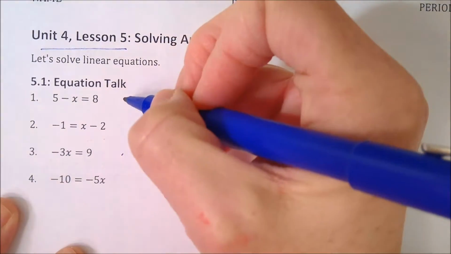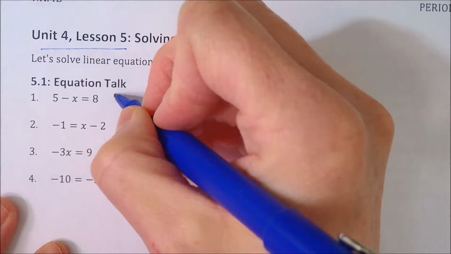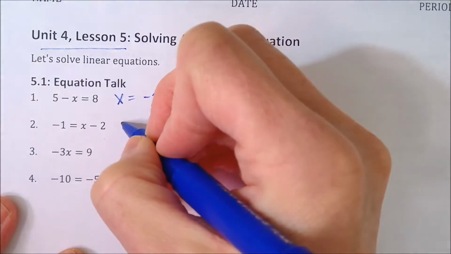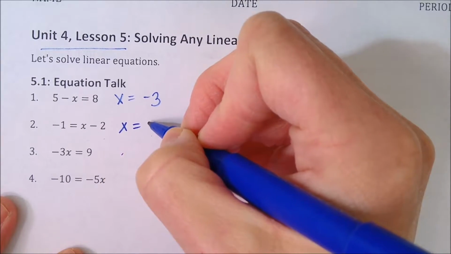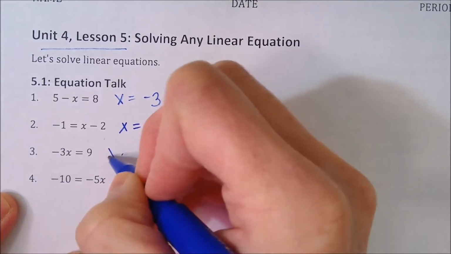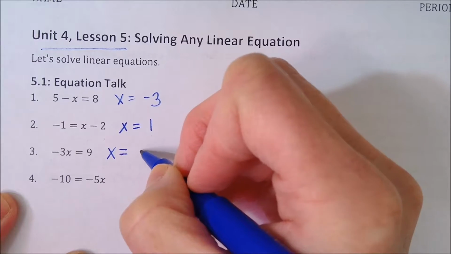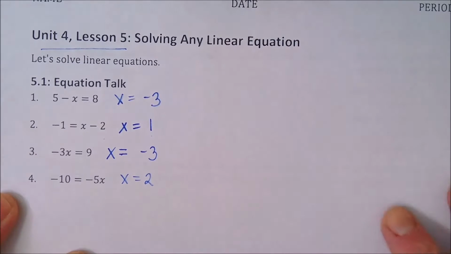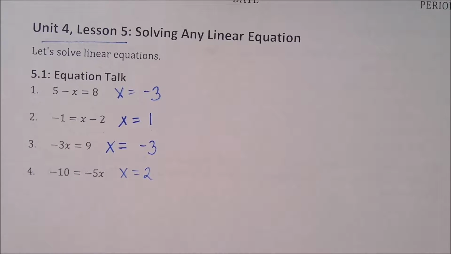Okay, so you should have got x equals -3 for the first one, x equals 1, x equals -3, and x equals 2. So the next thing you're going to do is you're going to take a second and you're going to answer a couple questions about how you came up with those solutions.